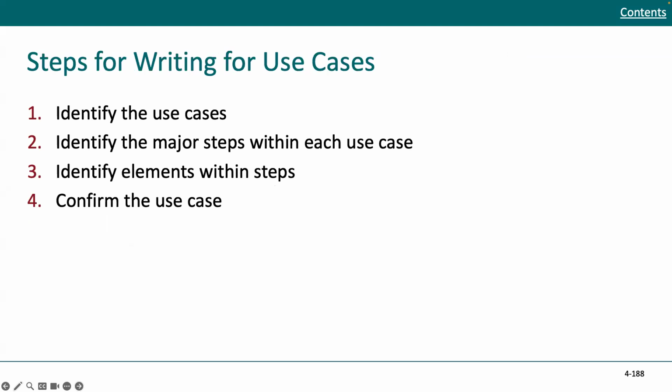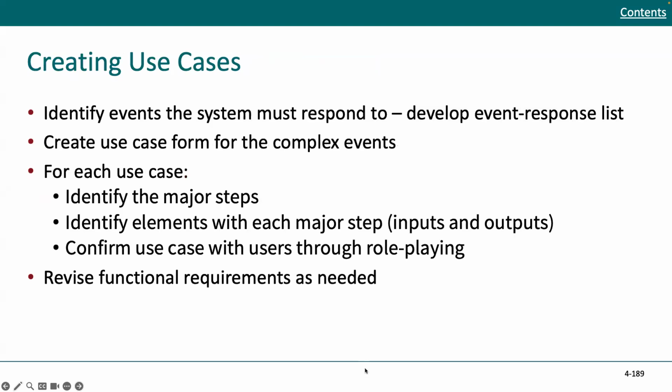So there's 4 steps for writing use cases. You want to identify the use cases, so have a listing of all that. You want to identify the major steps within each use case that you need to be capturing. You want to identify the elements within each step and then confirm the use cases.